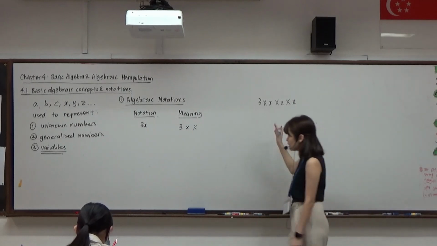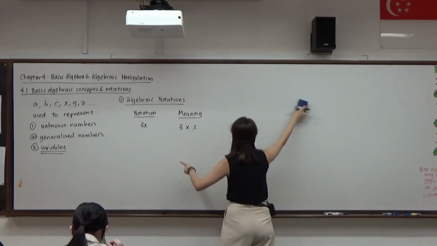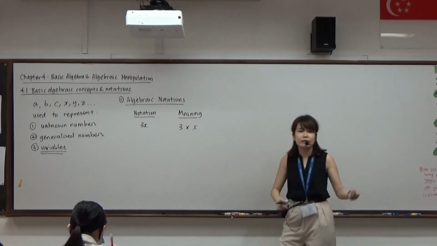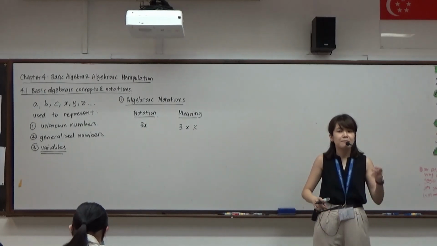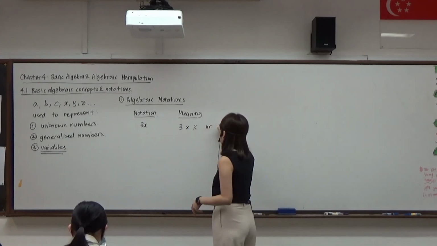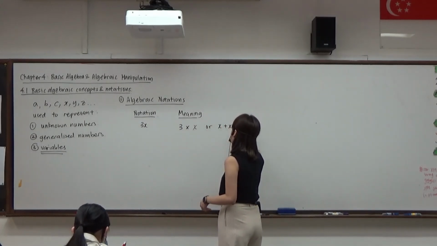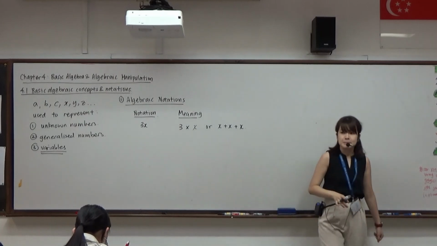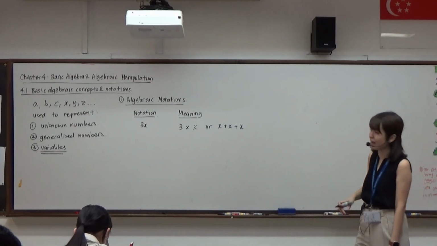So first of all, 3x means 3 times x, and we know 3 times x means 3 groups of x. It also has the same meaning as x plus x plus x. Agree? So they have the same meaning.